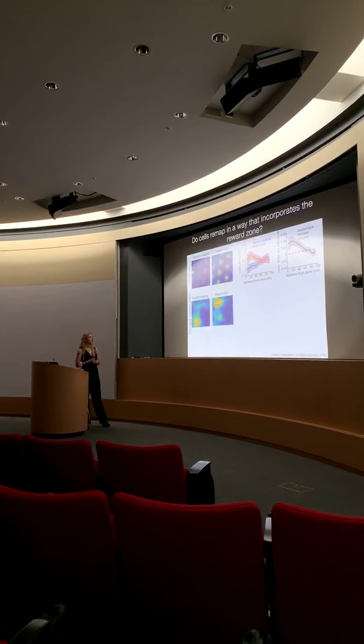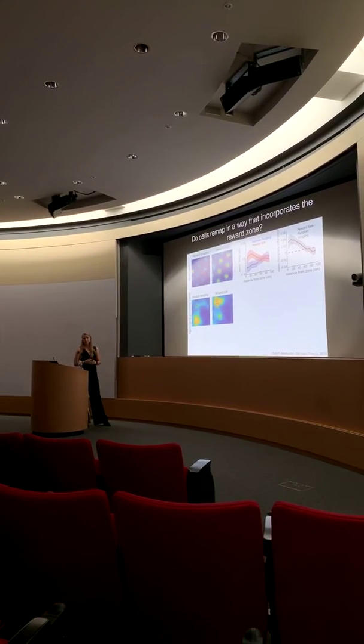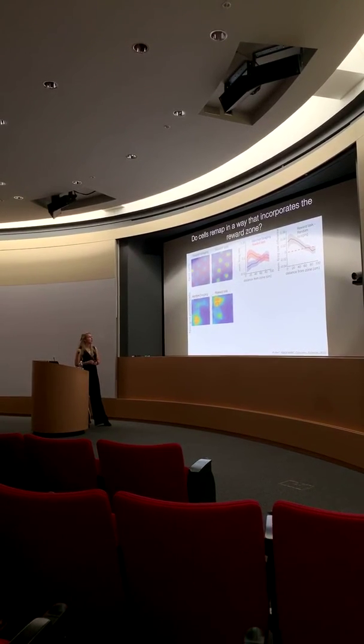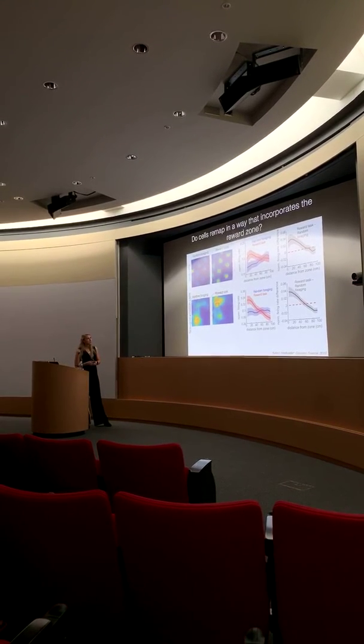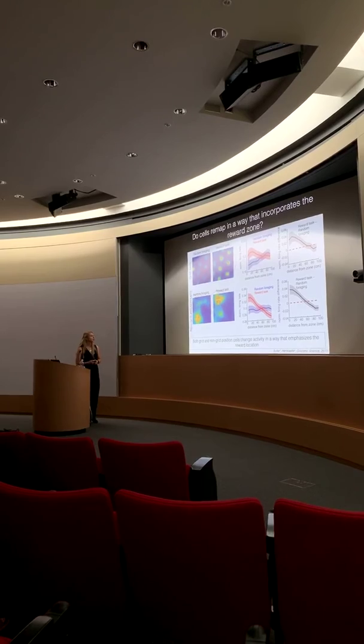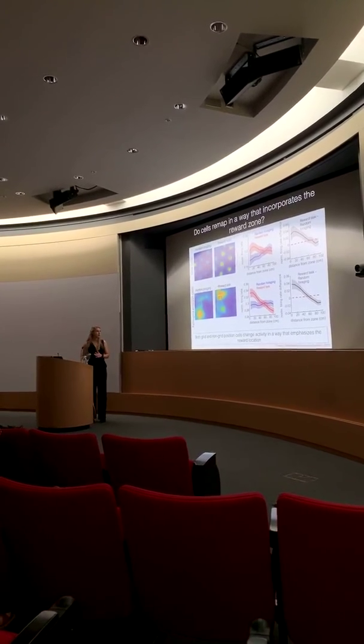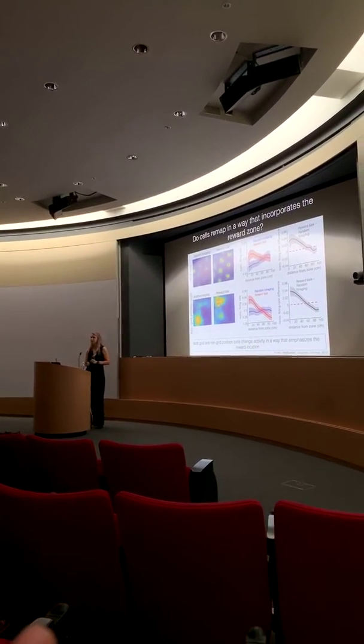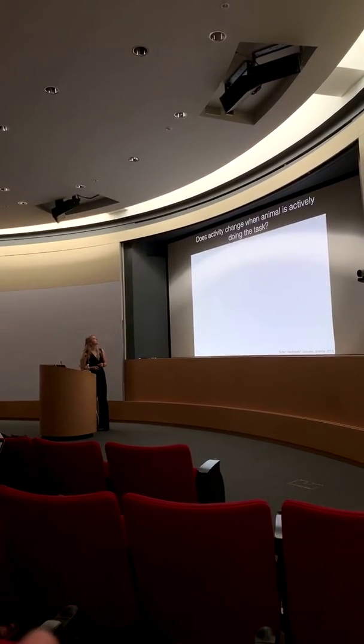We can do the same thing for the non-grid position cells, and I hope you can appreciate even in this single example, there's much more activity near the reward. We can again compute the activity as a function of distance. And again, we see that there is much more activity near the reward zone when the animal is in the reward task environment. So this means that both grid and non-grid position cells are changing their activity in a way that emphasizes the reward location.